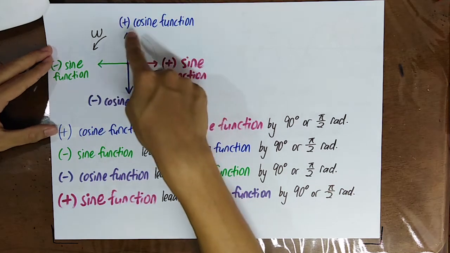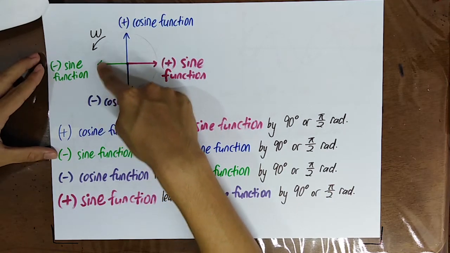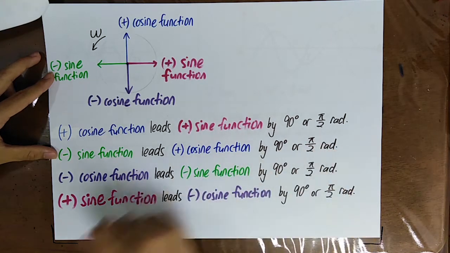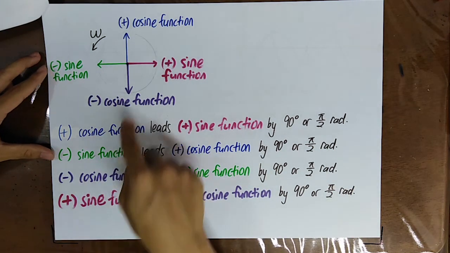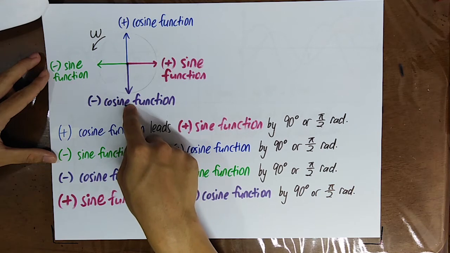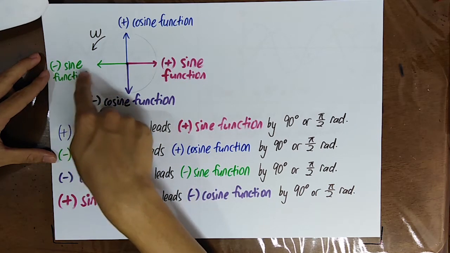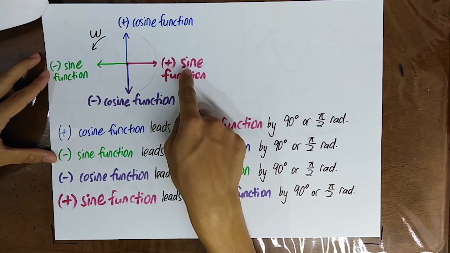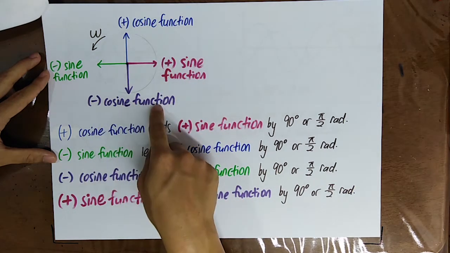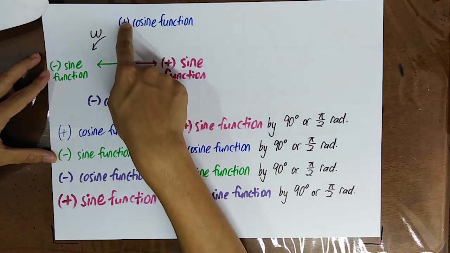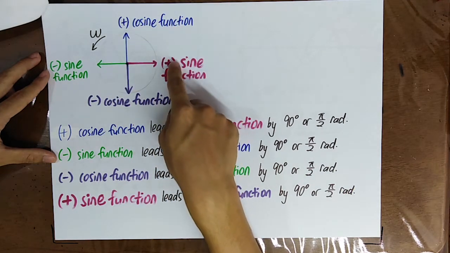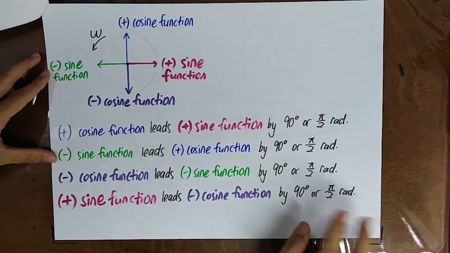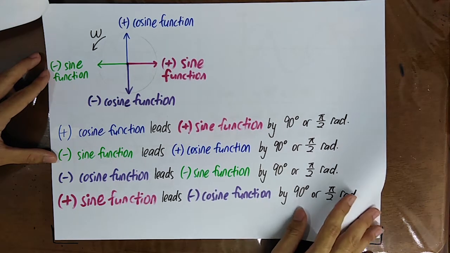So you know that the negative sine function leads the positive cosine function by 90 degrees or pi over 2 radian. The negative cosine function leads the negative sine function by 90 degrees. The positive sine function leads the negative cosine function by 90 degrees. The positive cosine function leads the positive sine function by 90 degrees. Okay? 90 degrees is equivalent to pi over 2 radian.